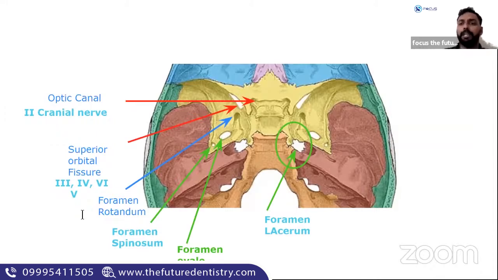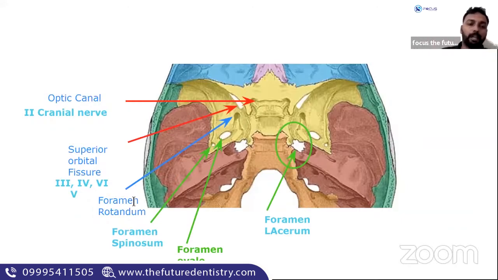The ophthalmic branch of the trigeminal nerve passes through the superior orbital fissure, and it is going to supply the sensory supply to the area around the eyeball. Okay, so these are the nerves: third, fourth, sixth, and part of the fifth, the ophthalmic part.